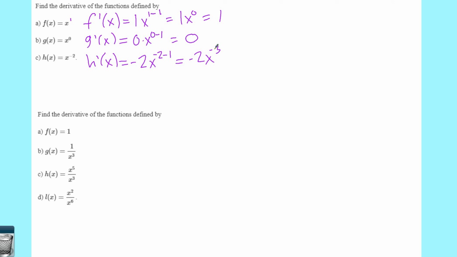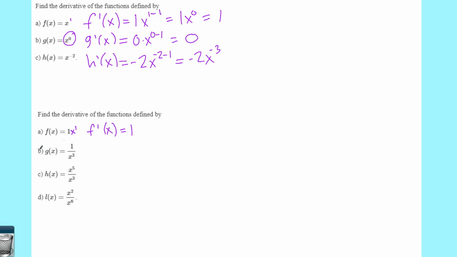Now we do the bottom 4. Okay, so here we wanted to have an x, but there's no x here. Where have we seen that before? Oh yes, x to the 0. Alright, so we can think of this as 1 times x to the first, so our derivative of that is just 1. Right? 1 times 1, and then x to the 0.